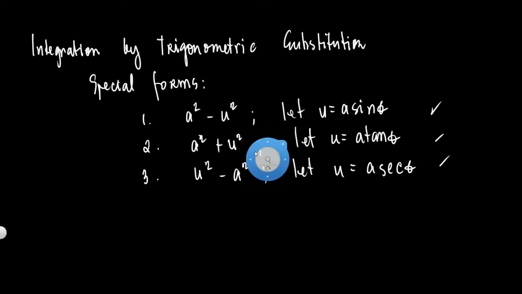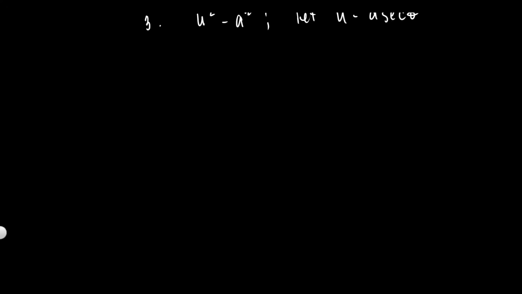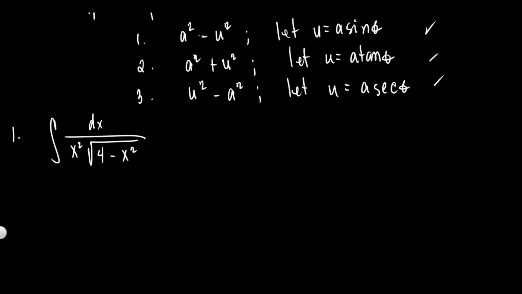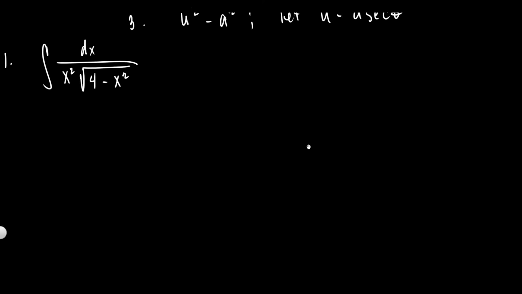Okay? So, example tayo. Evaluate this integral. Number 1, say the integral of dx over x squared times the square root of 4 minus x squared. So, tingnan nyo pa lang, itong radicand, 4 minus x squared, ang kamukha nito is yung number 1. Diba? A squared minus u squared, we will let u equals a sine theta. So, paano gawin yan? Paano gamitin?